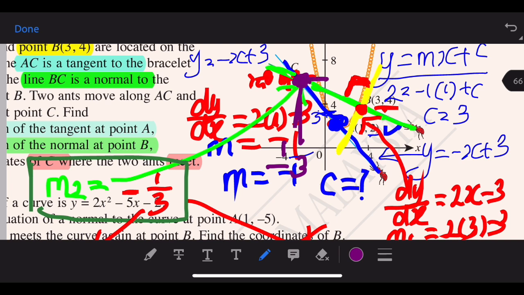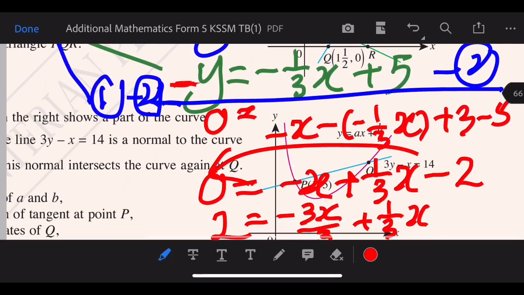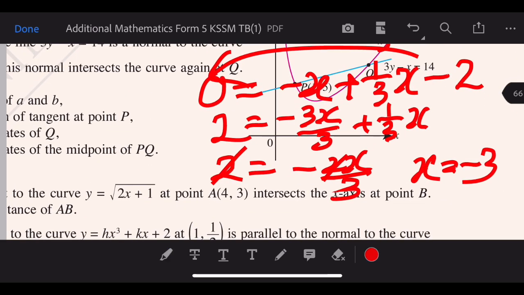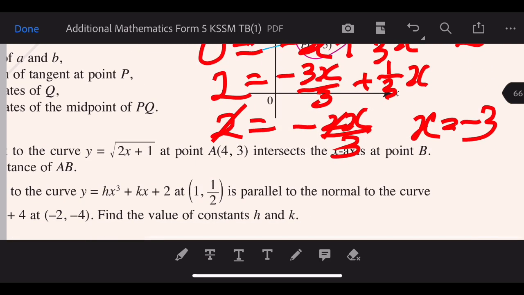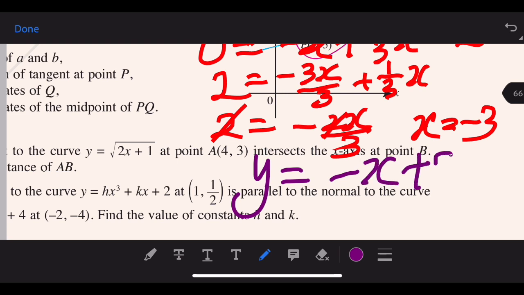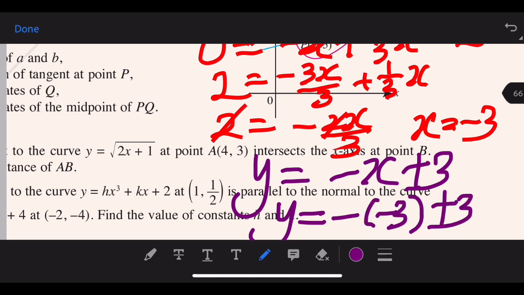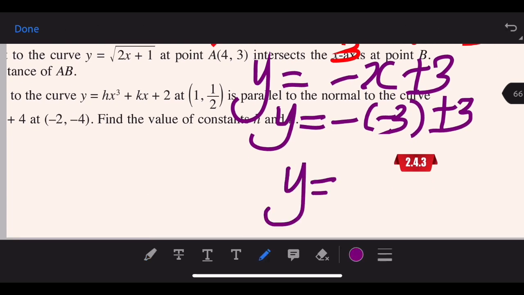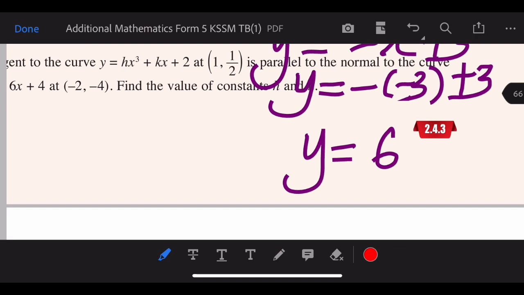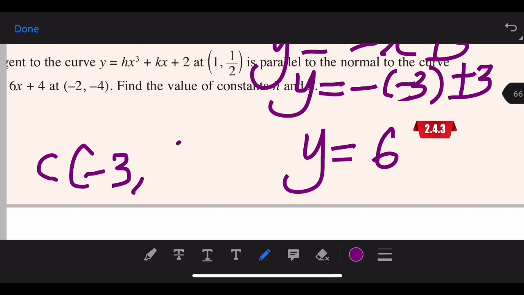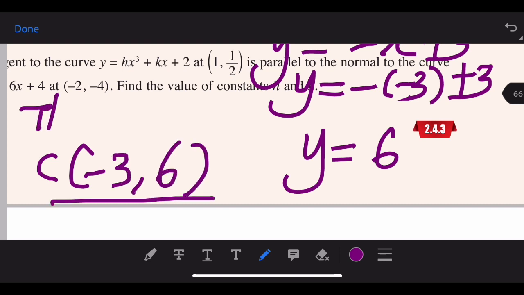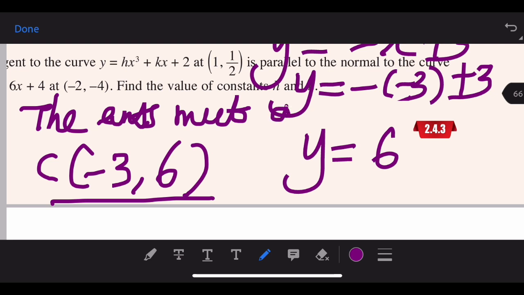Okay, now we need to find the y. In order to find the y, you can substitute into any equation because they are at the same point. So I will choose whichever is easy. I choose number 1. So y equals negative x plus 3. So y is negative negative 3, be careful. So the y is positive, right? If I look at the graph, logically it's positive. If I get something negative, that means something is wrong, so I have to double check. So finally, my C is (negative 3, 6). This is the point where the lines meet each other, at point C (negative 3, 6).